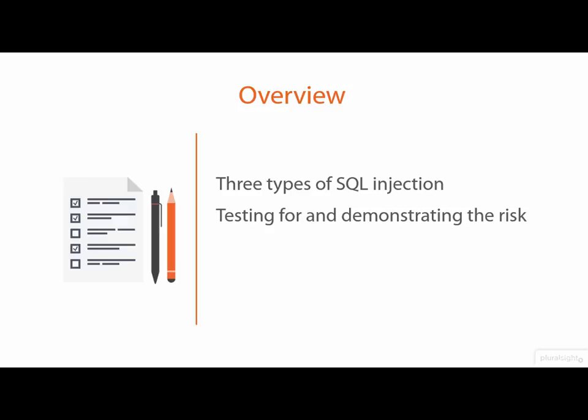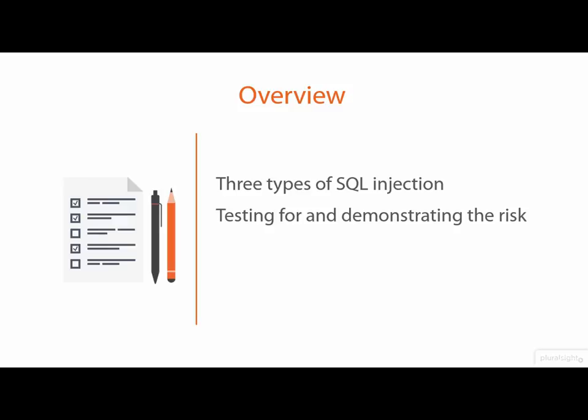I also want to talk about how we can test for this risk and then also demonstrate how to show that an underlying risk does actually exist. And in fact, we're going to do that with just a single character. Get the right one, and that's all it takes to show that there's an underlying risk in the database.